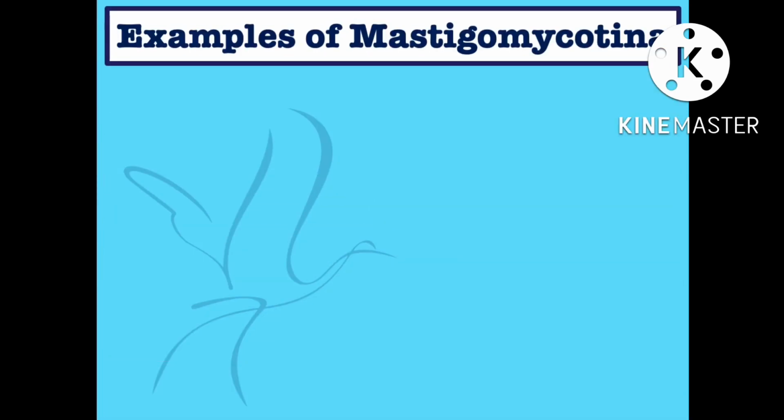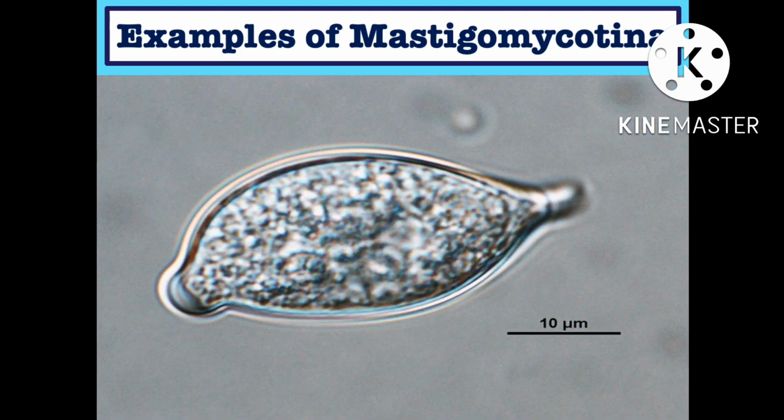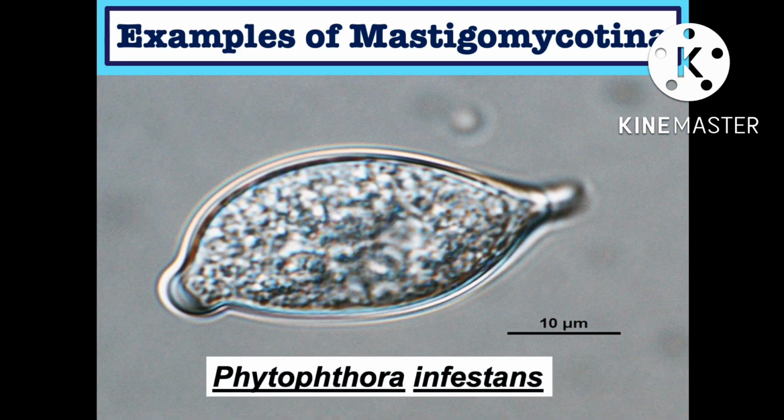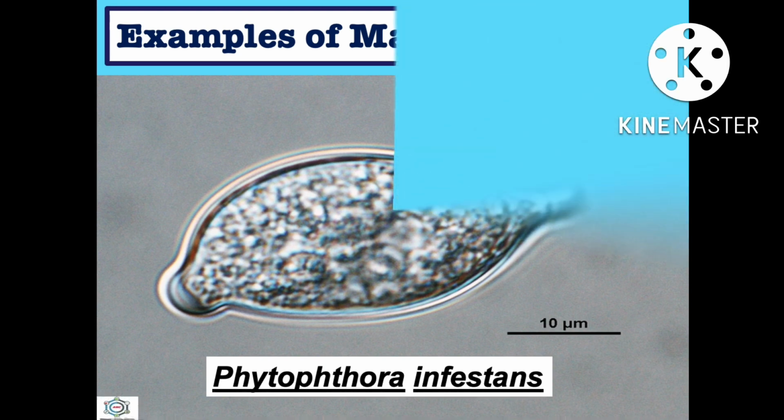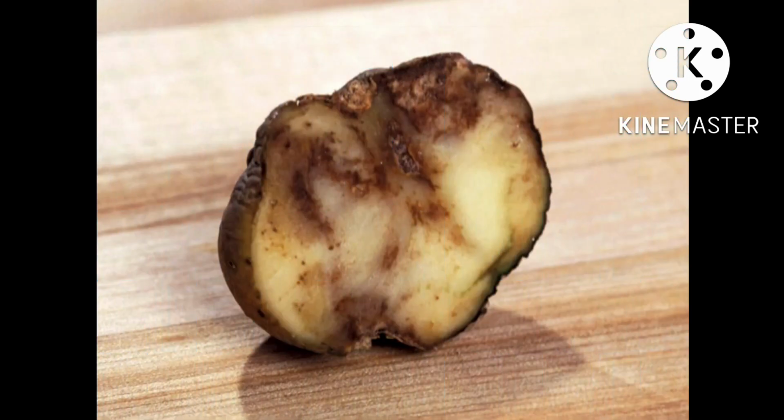Now, let's see some examples of Mastigomycotina. So first one is Phytophthora, Phytophthora infestans. Infestans is a species of Phytophthora. The most common species of Phytophthora is Phytophthora infestans, which causes late blight of potato. See here, this is the disease which is caused in potato by Phytophthora infestans.